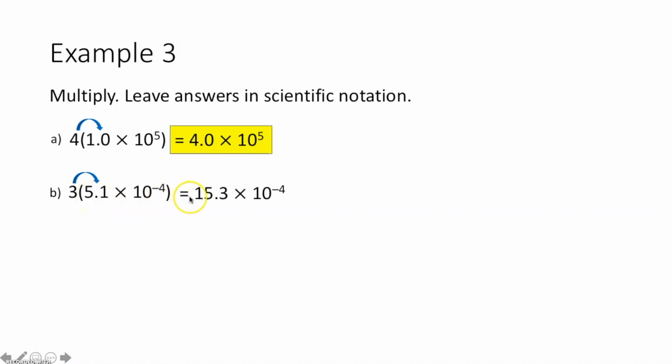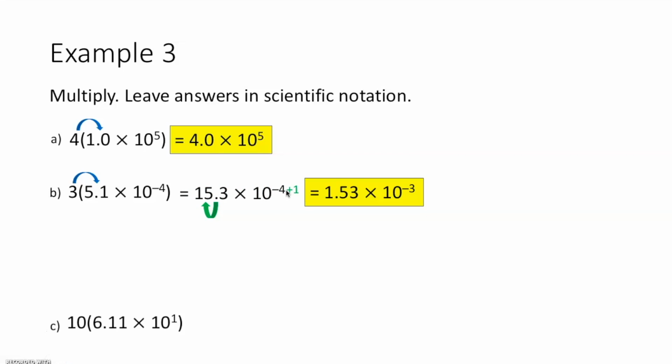The tricky part here is 15.3 is no longer between 1 and 10. So what we have to do is move the decimal to convert it so that it is between 1 and 10. Well, I'm going to move it to the left 1 place. The reason I do that is I get now 1.53. That's a number between 1 and 10. So it's going to be 1.53, but since I moved the decimal place to the left, I add that number of places that I moved to the exponent. So I moved 1 place, so I add 1 to my exponent of 10. So this becomes 1.53 times 10 to the, what's negative 4 plus 1?